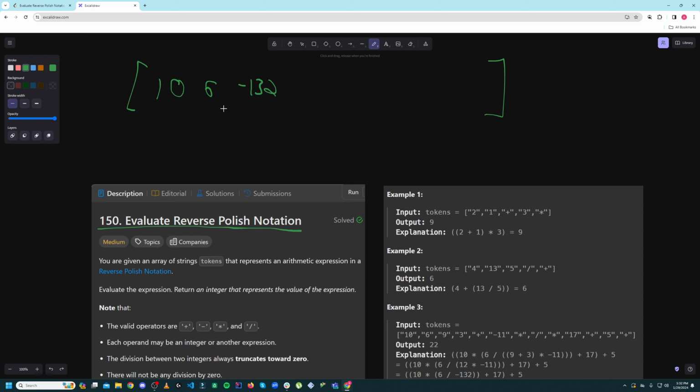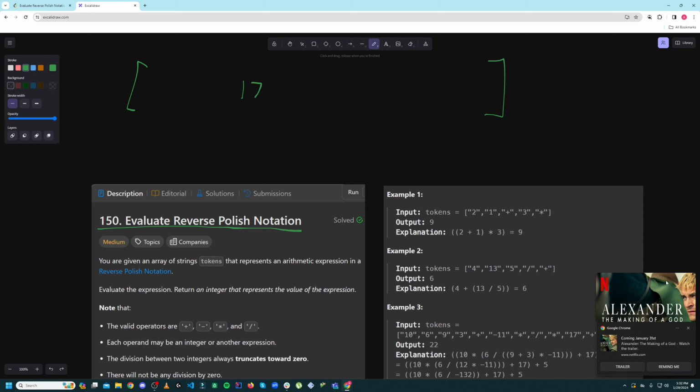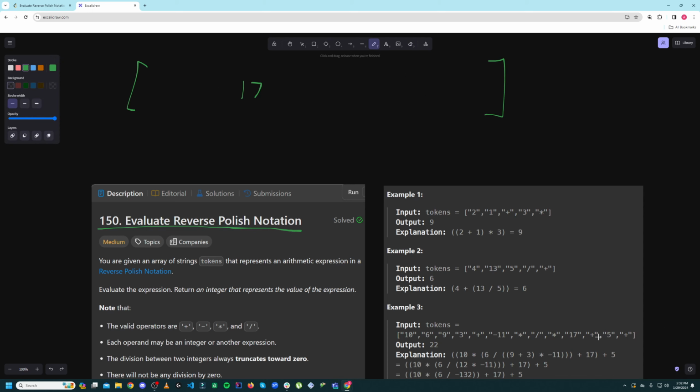Then we get a divide, so we want to do 6 divided by negative 132, I believe, which should just be 0. So hopefully I did this right. Well, let's see. So we get a 0. Then we get a multiply, so 10 times 0 should be 0. Then we get a 17, so we're going to add 17. Then we get a plus, so 17 plus 0 is 17. Then we get a 5, and then we get a plus, so we add these together, so we will get 22.